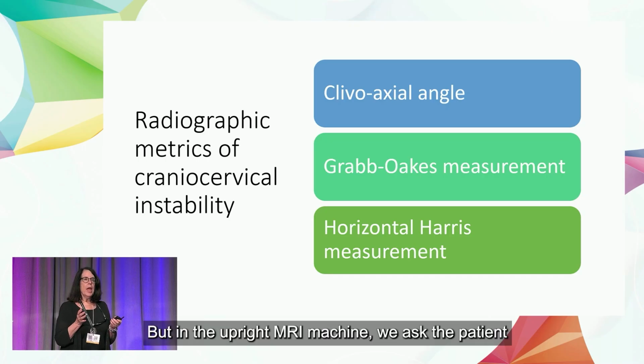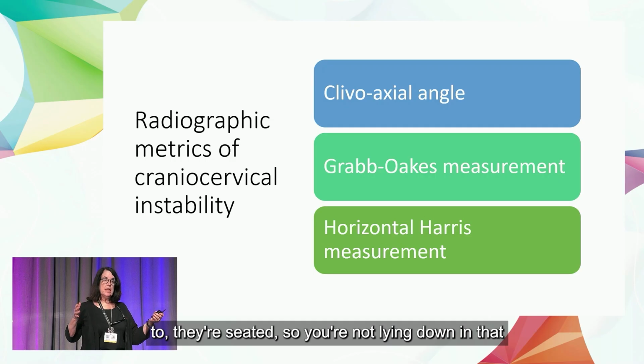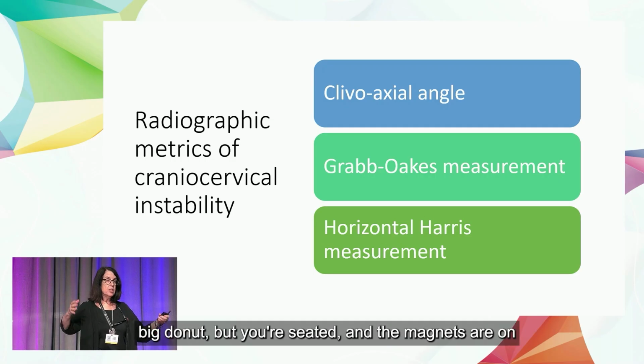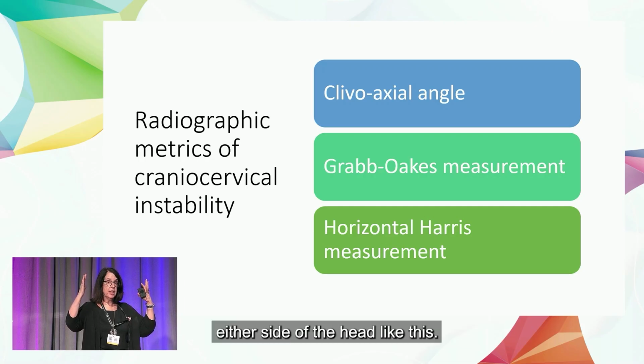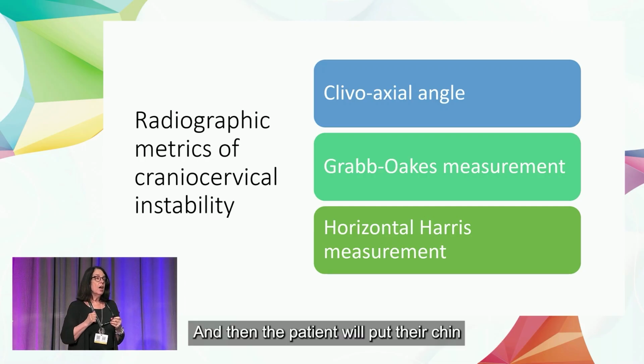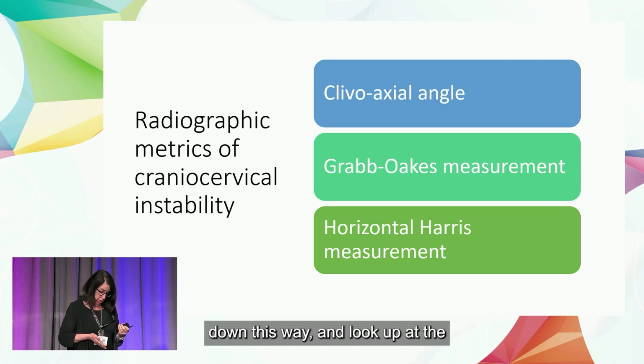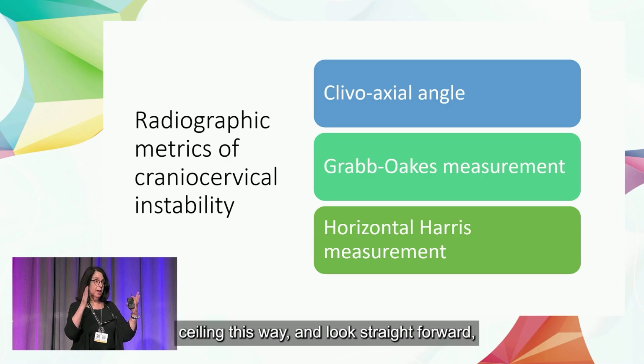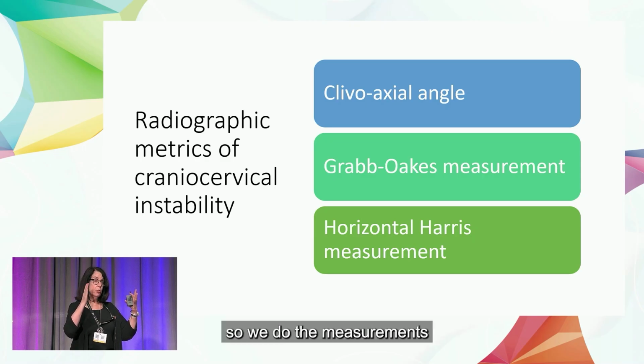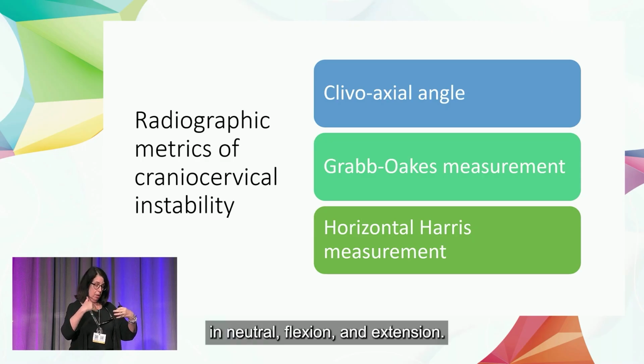But in the upright MRI machine, we ask the patient they're seated, so you're not lying down in that big donut, but you're seated and the magnets are on either side of the head like this. And then the patient will put their chin down this way and look up at the ceiling this way and look straight forward. So we do the measurements in neutral, flexion, and extension.